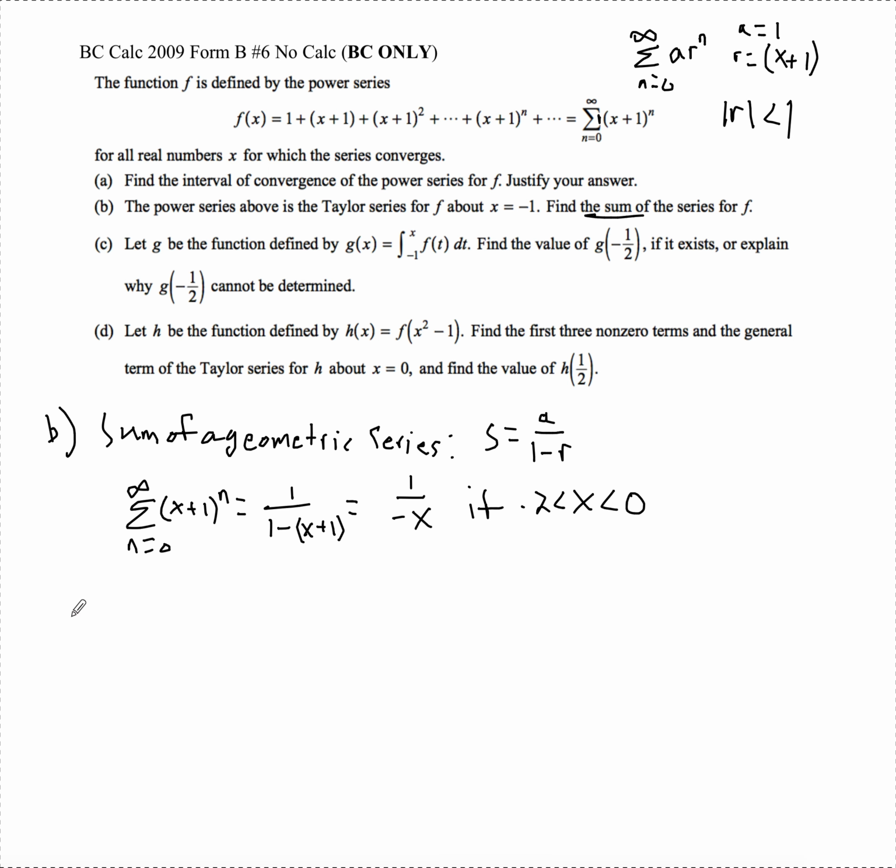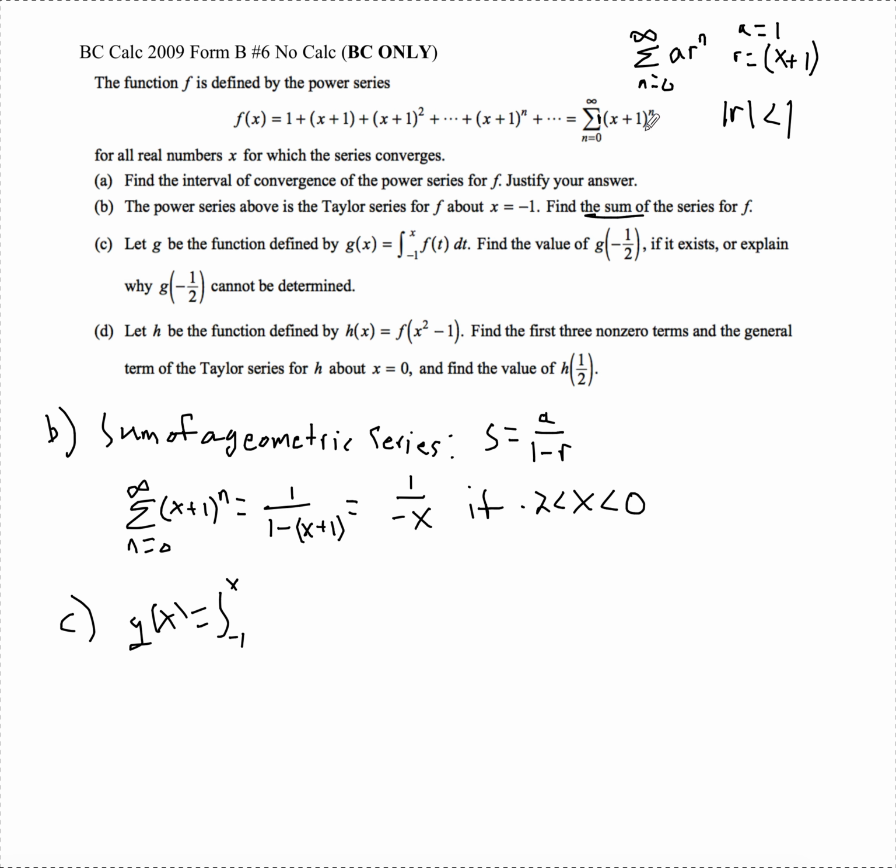Okay, let's just do part C right now too. Part C, let g be the function defined by this thing. G of x is the integral from negative 1 to x of f of t dt. So I could write f, so f is this. I could write an infinite series. That would be a lot. I could write this, but it's a pain to do that.